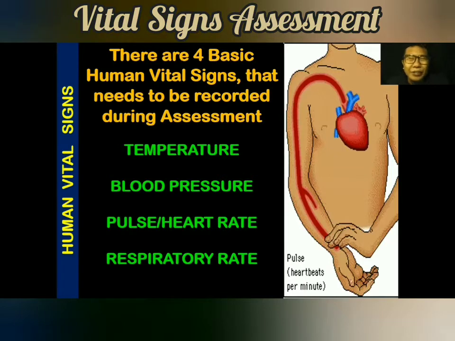By the way, before I forget, there are 4 basic vital signs that need to be recorded every time we are assessing a human being. And these are, number 1, temperature, number 2, blood pressure, number 3, pulse rate, otherwise known as heart rate, and number 4, respiratory rate. Now, temperature can be abbreviated as temp, T-E-M-P, blood pressure, BP, pulse rate or heart rate can be abbreviated as PR or HR, and respiratory rate is abbreviated as RR.